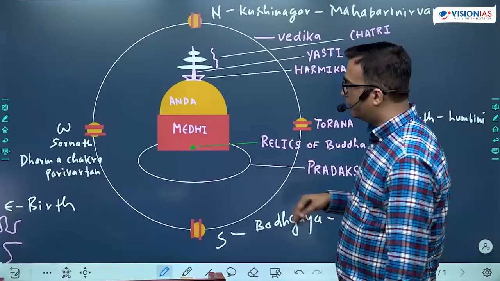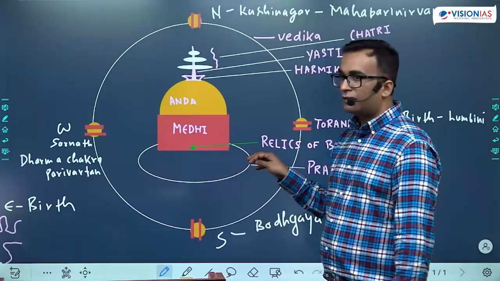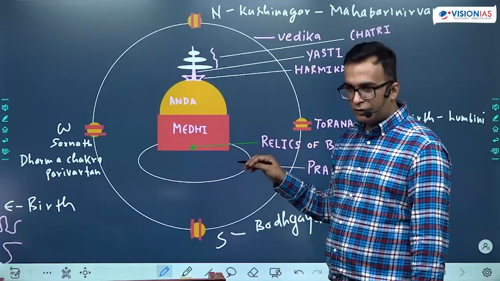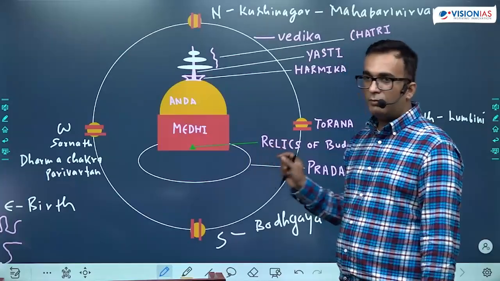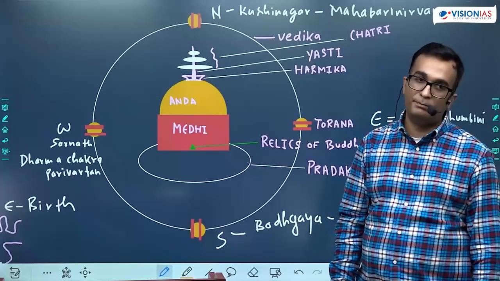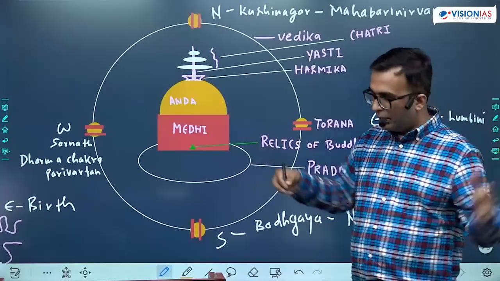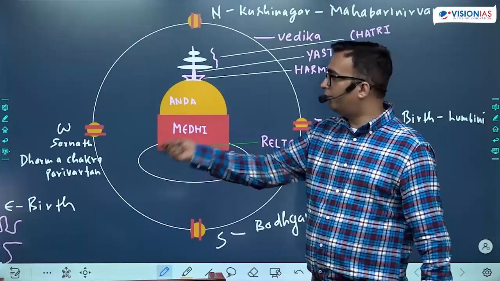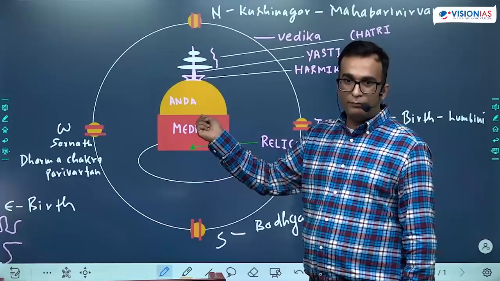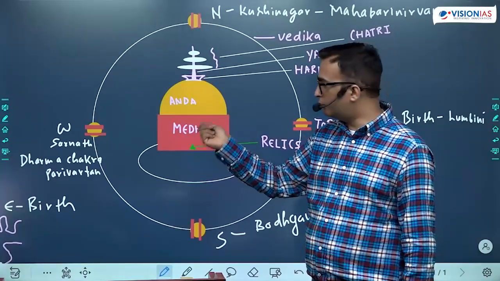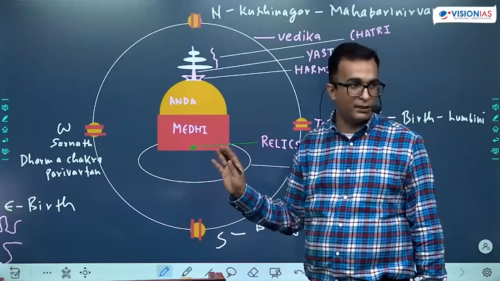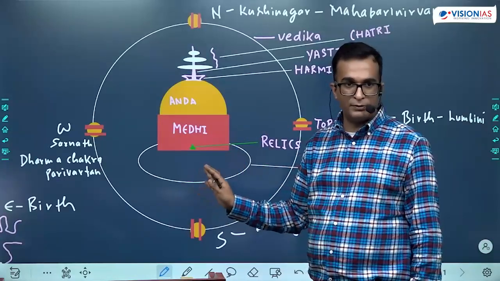Then apart from it, what is this? Pradakshina Path. It is an ambulatory passageway, what in normal terms we call the Parikrama Path. It is an open, circular Parikrama Path, and devotees or followers worship the stupa from the Pradakshina Path itself. So that is the purpose of the Pradakshina Path.